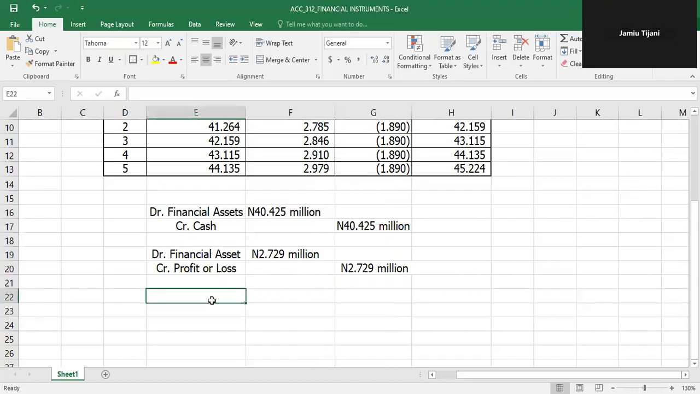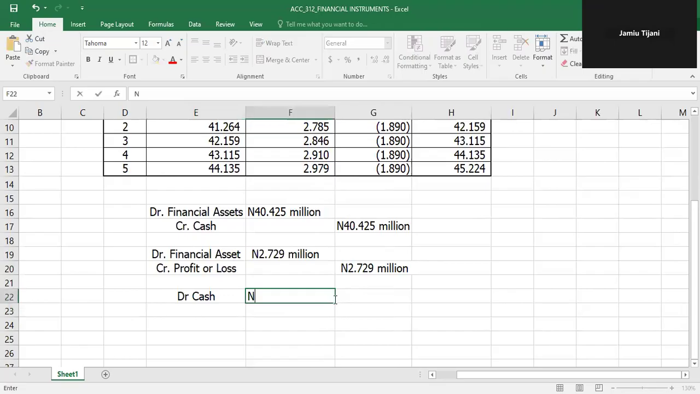And of course, when you eventually receive this sum, you are going to debit your cash. Debit cash, you receive the interest. Debit cash of 1.809 million. And you are crediting where? You are crediting financial assets. That explains why we were deducting the other time from the schedule. So you credit financial asset.